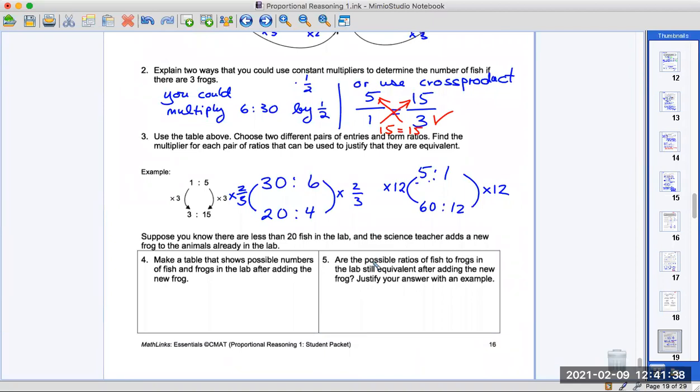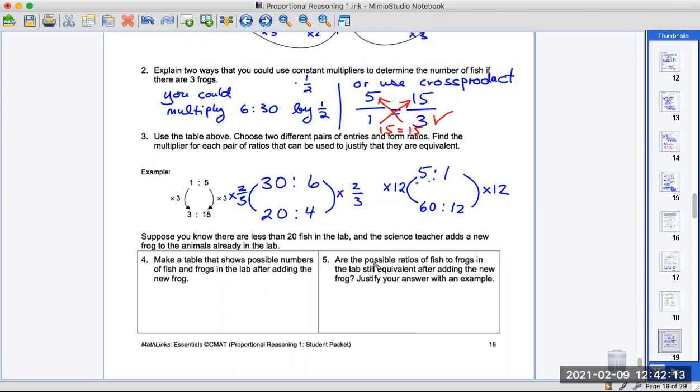Very good. So now suppose you know there are less than 20 fish in the lab and the science teacher adds a new frog to the animals already in the lab. Oh my gosh, now they're throwing all that at us. Make a table that shows possible numbers of fish and frogs in the lab after adding the new frog. Does it say we have to keep the same ratio? No. Does it say anywhere we should, though? Suppose you know there are less than 20 fish in the lab.